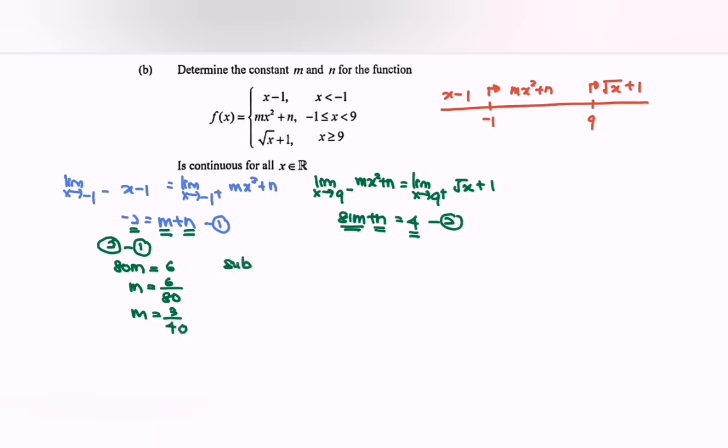Substitute m equals 3 over 40 into the first equation. So n equals -2 minus 3 over 40. So the value of n is equal to -83 over 40.